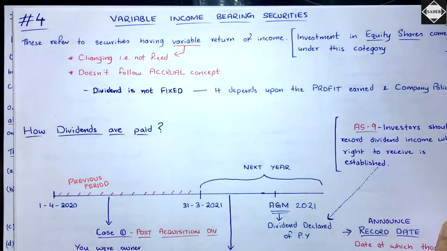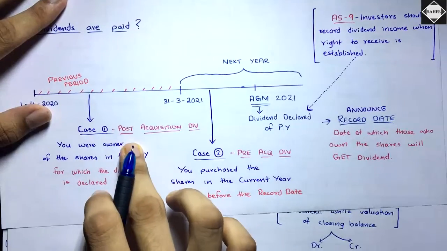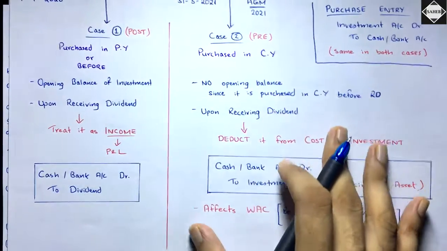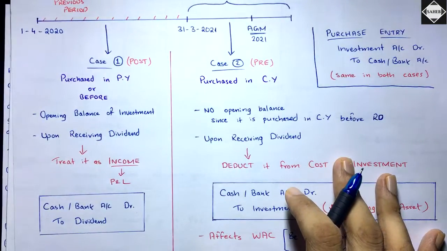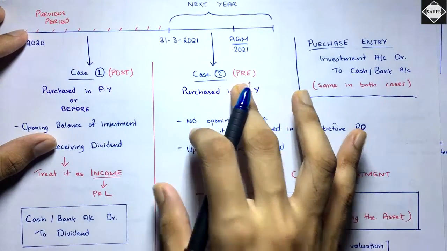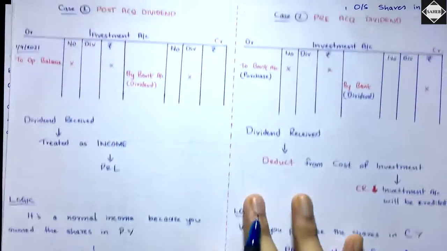Yes, we have. The concept, and how the dividends are paid, and there are two types of dividend: post acquisition dividend and pre acquisition dividend, and then the accounting treatment of that. If it's a post acquisition dividend, you have to take it to profit and loss, simple income. If it is a pre acquisition dividend, you have to deduct it from the cost of investment.